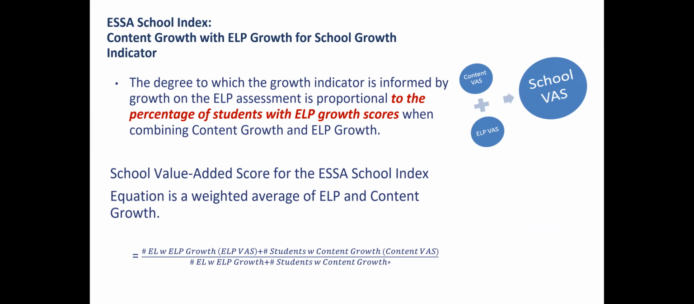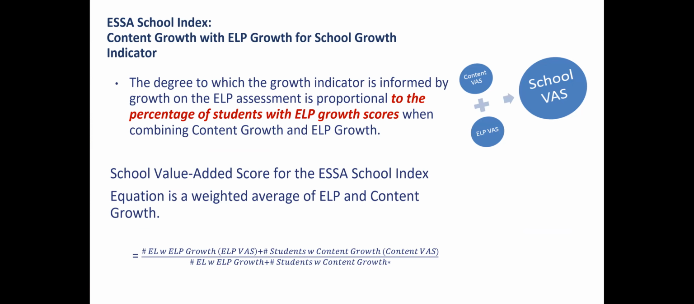So let's recap, quick visual. A school gets an overall value-added score that goes right into the ESSA School Index. That is based on the average at the school level of students' content value-added score, plus the average of students' English language proficiency value-added scores. The degree to which the growth indicator is informed by growth on the English language proficiency is proportional to the number of students with ELP growth scores.